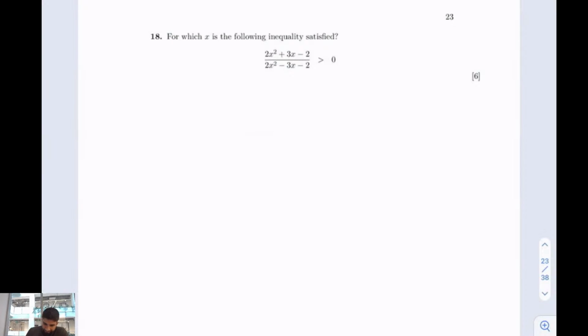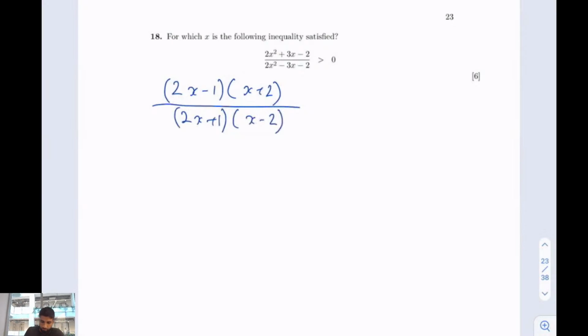Right, to simplify this, before I multiply by the square, I don't really particularly want to square that expression there, so I am going to factorize. You should always look for factorizations. So I'm going to say that this is the same as 2x minus 1, x plus 2 over 2x plus 1, x minus 2. So this is greater than 0.